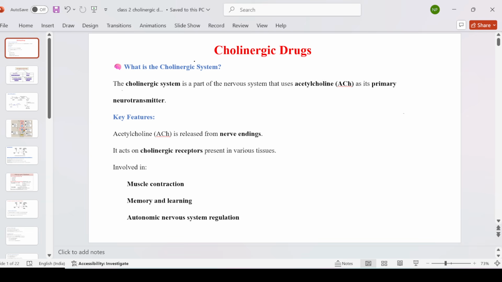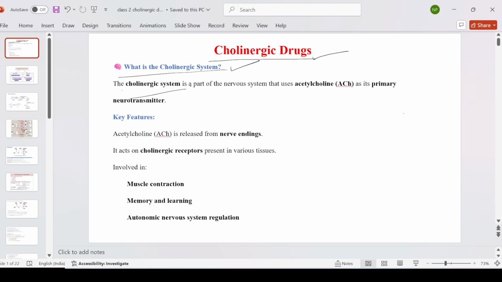Hello, dear student. So today we are going to learn about the basics of cholinergic drugs and how this cholinergic system works, what modification we are doing in our cholinergic drugs, the basic and all the important structure of the cholinergic drug. So let us understand what is cholinergic system. Okay, so we'll see the definition.